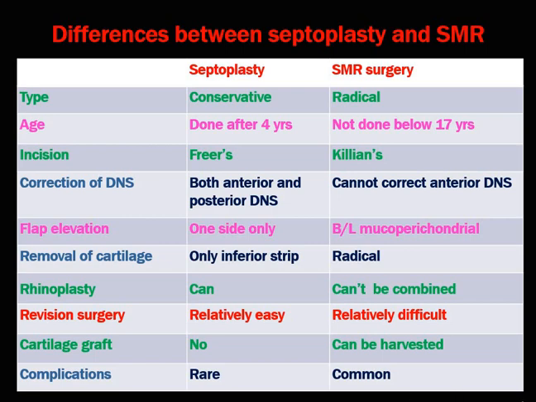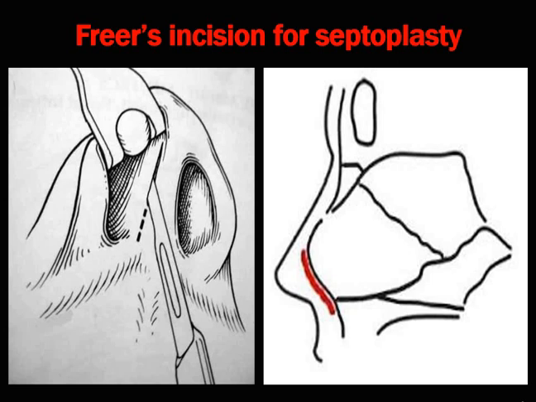Coming to septoplasty surgery, the incision for septoplasty is Freer's incision, as already told, and it is made on the caudal border of the cartilaginous septum. This is the caudal border of the cartilaginous septum, and the incision is made here. It is called Freer's incision. You can see the incision is being made with a number 15 blade over here.